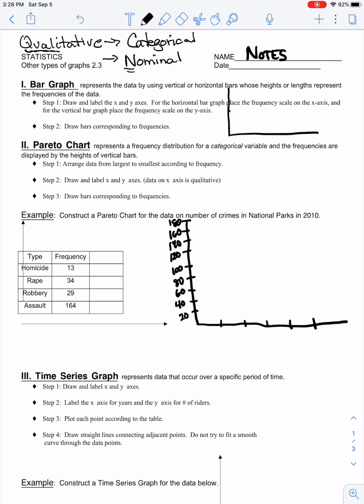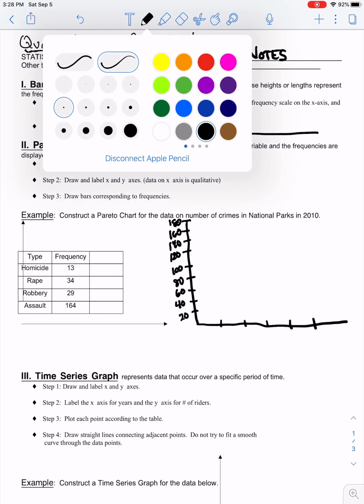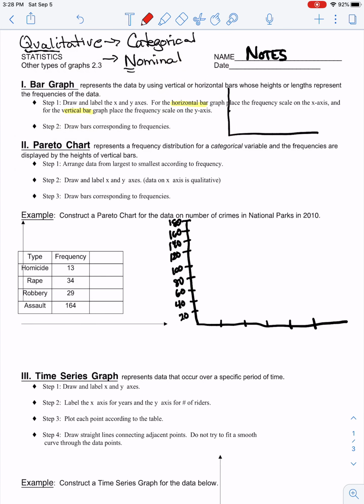All right, so first up is the bar graph. A bar graph is one that you learned probably back in about third grade, if not before that. It can be drawn with either a horizontal bar or a vertical bar, and depending on which, the frequency is on the opposite axis. Probably the most important thing to remember about a bar graph is that the bars do not touch. It is not a continuous graph. So you draw one, skip a space, draw one, skip a space.